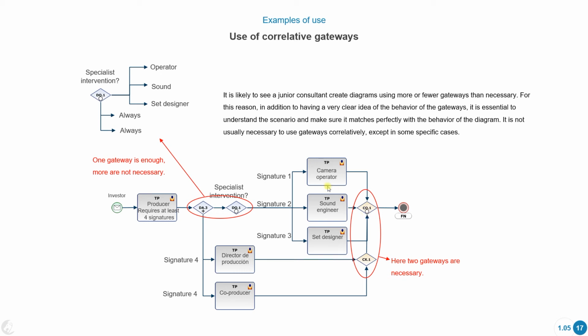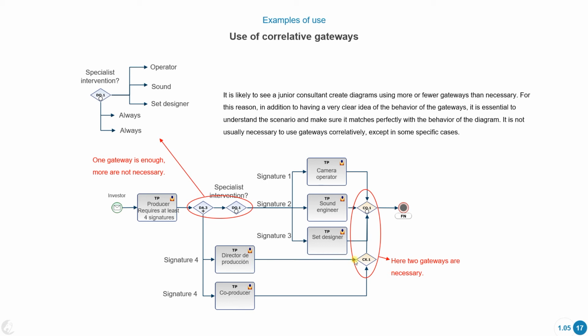Now, let's imagine the first scenario in which we only need the camera operator to sign. The flow would arrive here to the CO, and let's say the director of production signs. So the flow would go this way, and immediately the CO would let the flow out because it knows that it cannot receive any other thread with flow. Even though the co-producer still has a task pending, the CX gateway only allows the first one to pass, and the CO is going to know that. So it's not going to wait for the co-producer to sign.